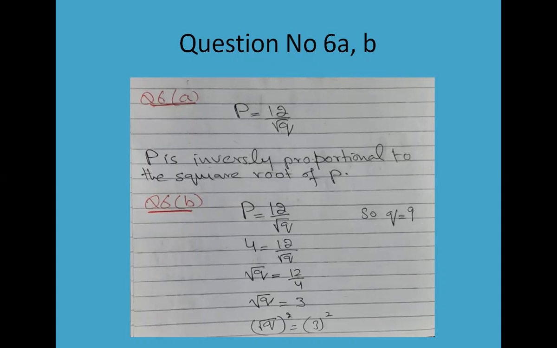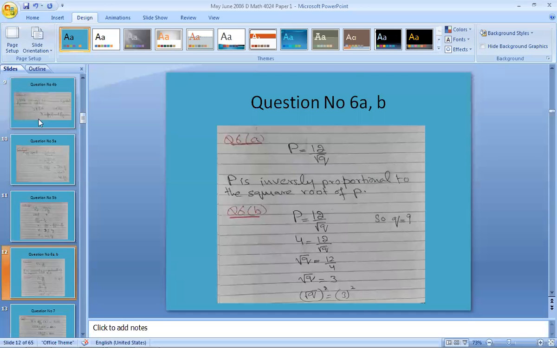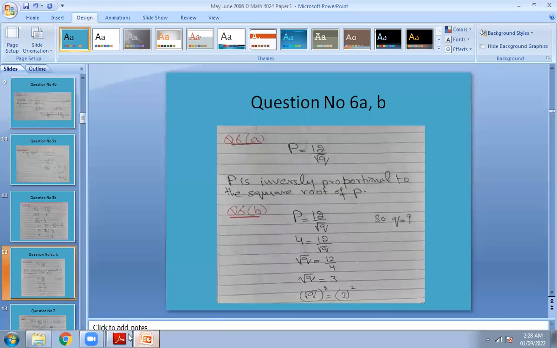We will take square on both the sides. And when I take the square on both the sides, you see this square and this square root will be cancelled. So your Q will be equal to 9. So Q will be equal to 9. That's question number 6, and it's A and B both parts. Okay, so let's go to the next question.